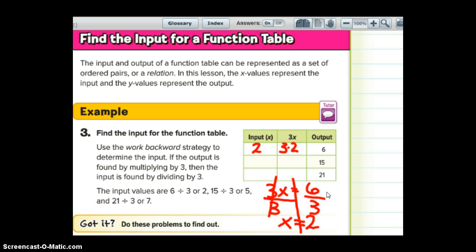On your paper, go ahead and try to find the inputs for 15 and 21. You can either use Mr. Hardesty's backward method or setting it up like an equation like I have done. Push pause until you have your input values found.